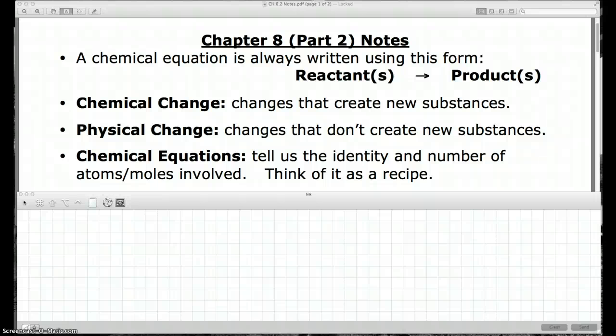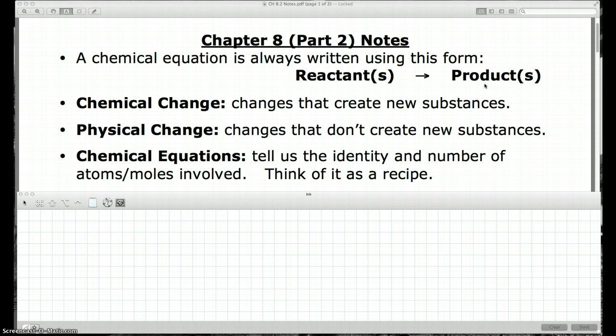Hi there. This is the first video of Chapter 8, Part 2. The notes are fairly straightforward, so we'll go through them fairly quickly. Some of the stuff we've already talked about in previous chapters, like this first bullet point. A chemical equation is always written using the form reactants on the left, products on the right, arrow in the middle. The arrow in the middle points from reactants to products.